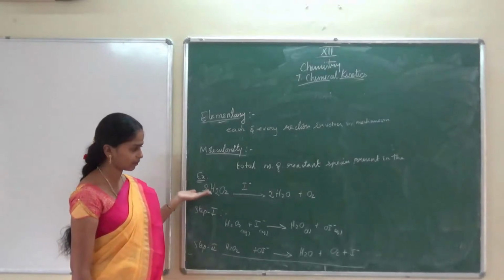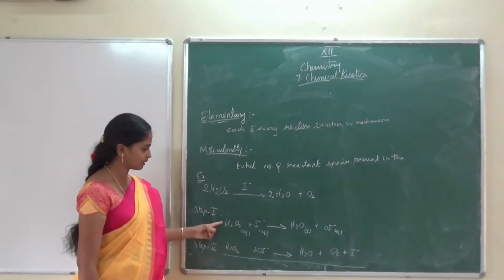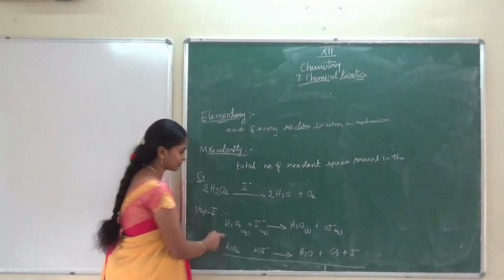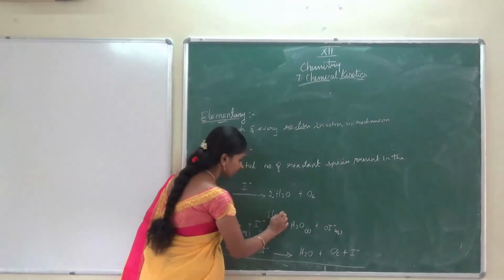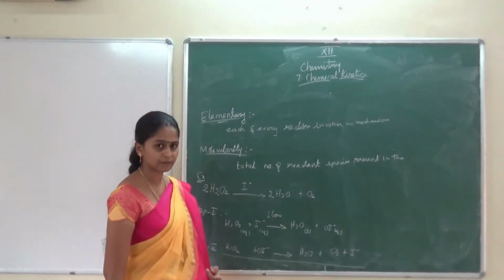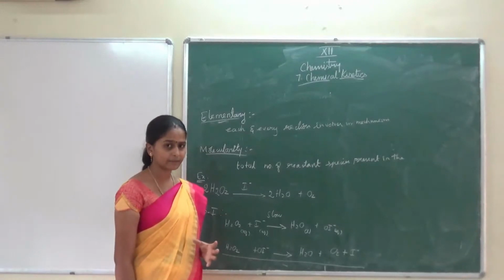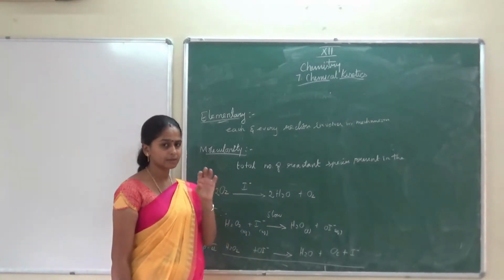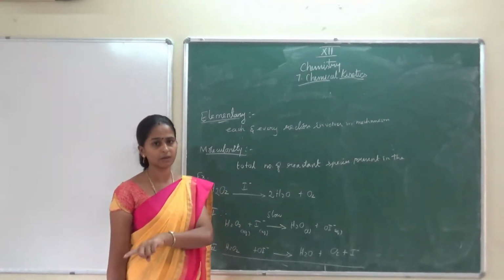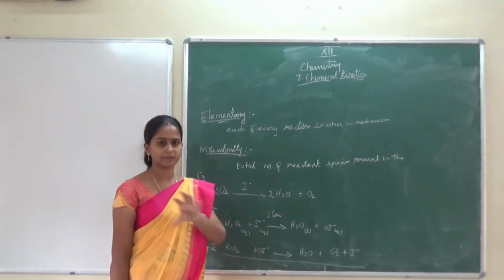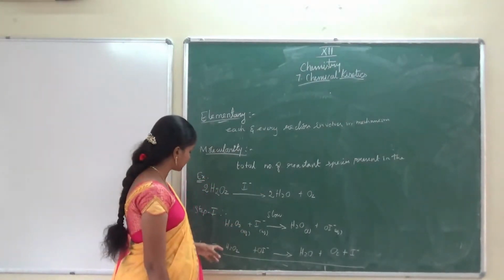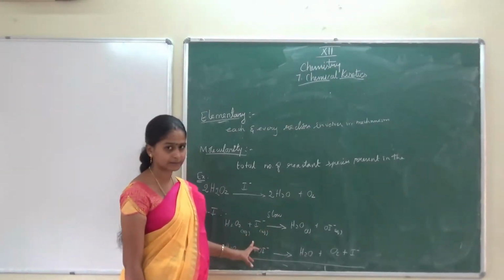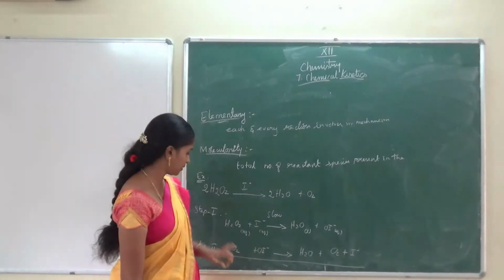This overall reaction takes place by two steps, first step and second step. In these two steps, which step is the slowest step? The first step is the slow step. In SN1 and SN2 mechanisms also we have learned about the rate determining step: the step which goes very, very slow, which measures the speed. Based on that only we can say the overall reaction speed. So in this reaction the first step is the rate determining step, the speed determining step, because it is the slowest step.